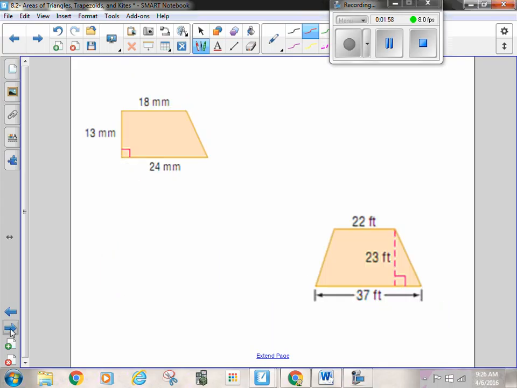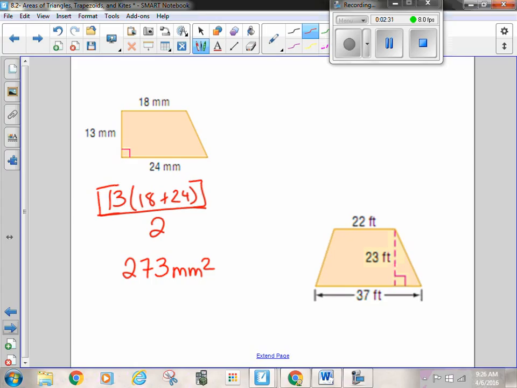All right, trapezoids: base 1, base 2, it doesn't matter which one you call base 1 or base 2. So we're going to take my height of 13 times my 2 bases added together, and then divide by 2. Again, if you're typing it all in your calculator in one step, put parentheses around that stuff there. So height 13 times 18 plus 24. We divide that by 2. We get 273 millimeters squared. Area is always going to be squared.